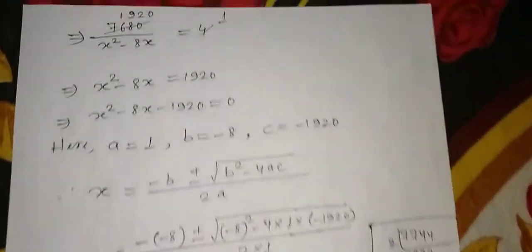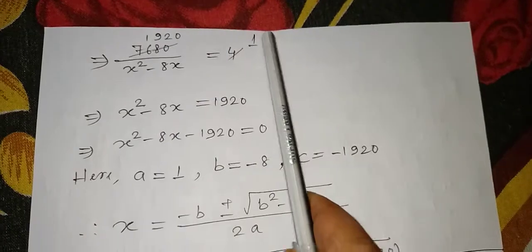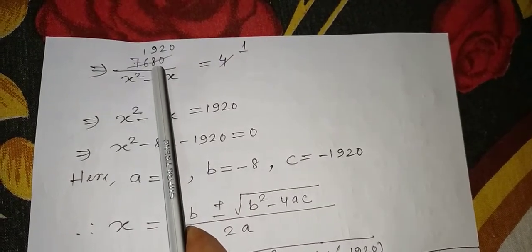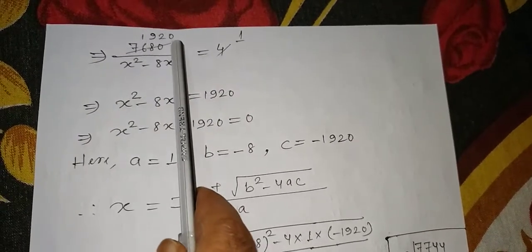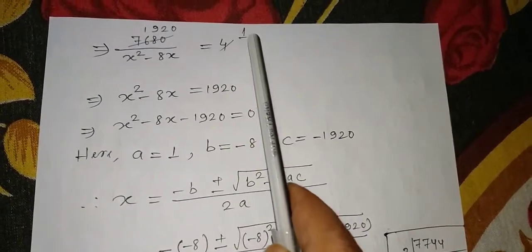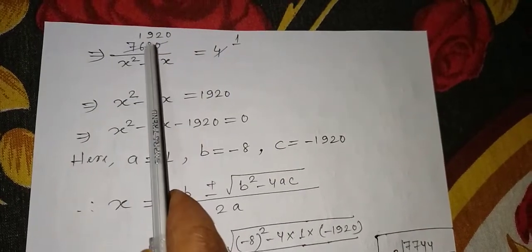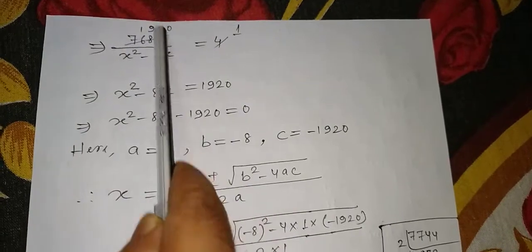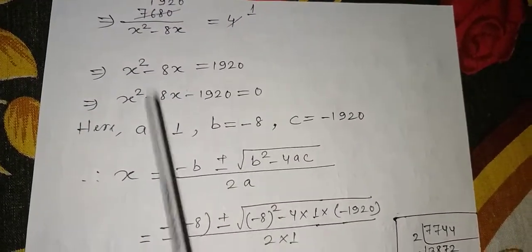So that I wrote here. After writing the remaining part, I cancelled this. 4 1s are 4, and this one 4 1s are 4, 4 9s are 36, 4 2s are 8 and 4 0s are 0. So after cancelling, I got 1920 and here x square minus 8x and here 1. It's time to cross multiply. Cross multiplying with 1 is x square minus 8x, and cross multiplying 1920, below this 1 there is 1, with 1 is same.